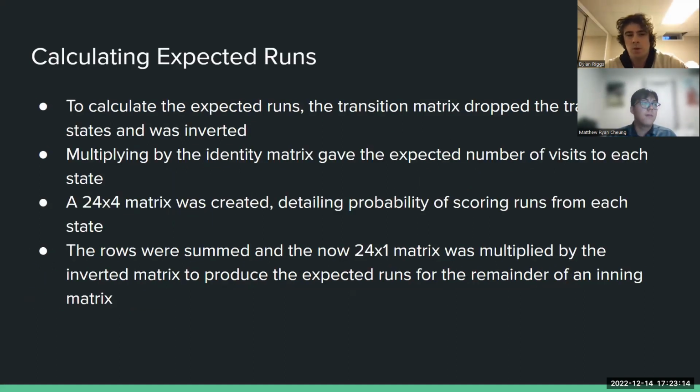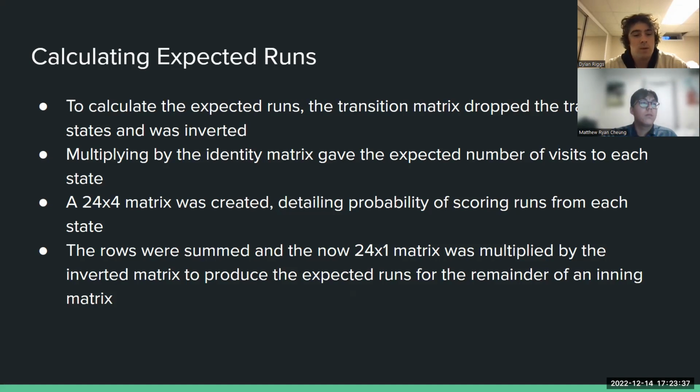To get these numbers, we had to calculate the expected runs scored. First, we had to take the original transition matrix, drop the 3-out states, then invert that matrix. We multiplied that matrix by the identity matrix, which was 24 by 24, and that gave us the expected number of visits to each state.